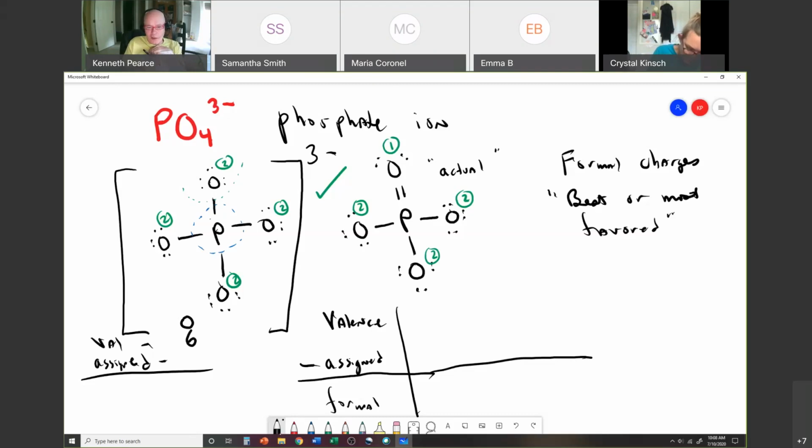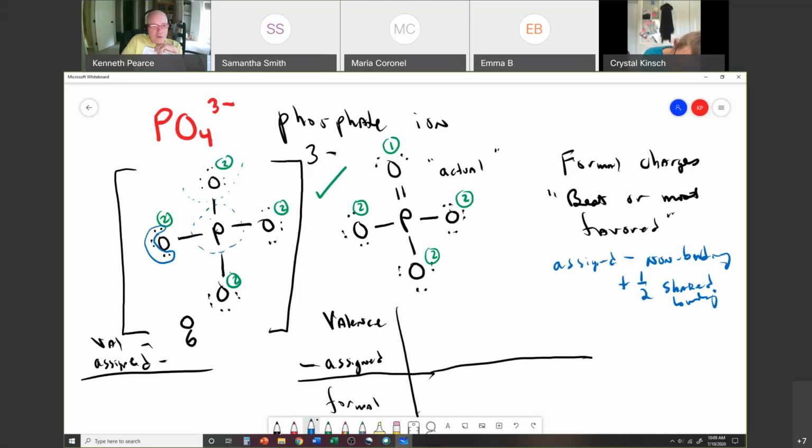Now, assigned is going to go like this. I'm going to put it over here in blue. I'm going to say assigned. That is non-bonding plus 1/2 shared bonding. Okay, so how many assigned do we have here on the oxygen? We have these guys right here, and they're all the same. That's 6 right there.